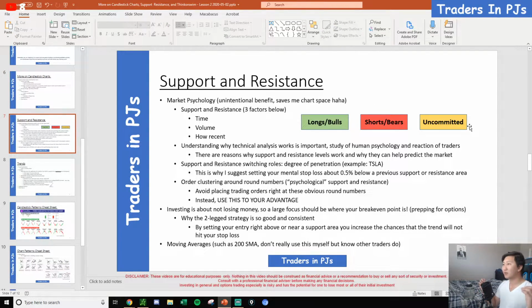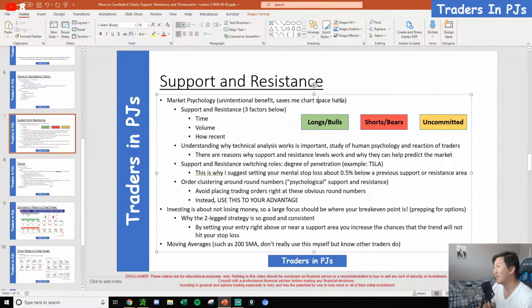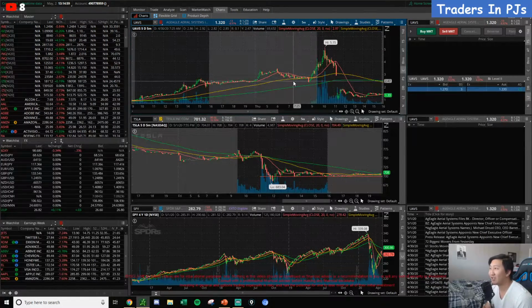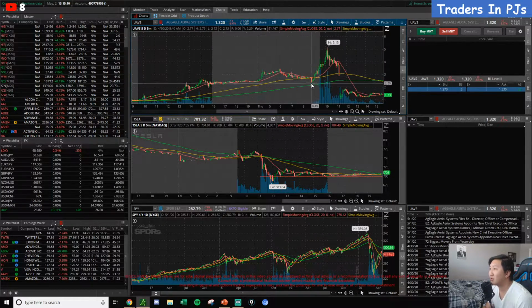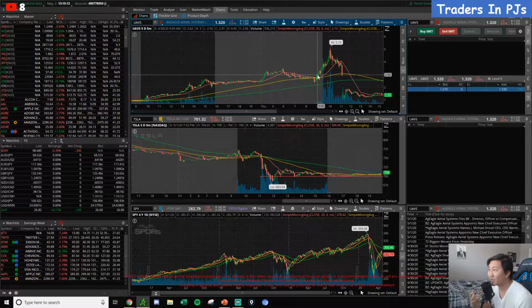Okay, so let's talk about support and resistance. So it's market psychology, and an unintentional benefit from me understanding these concepts is that I save a lot of chart space. You can see here, I just have the charts, the price and the volume. Pretty much it, right? I have some other things, these 3 lines, they're actually all just simple moving averages. They're all the same thing, basically. And I only use that because I know other traders use it, but really for myself, I barely use it. I just use it as a reference to take advantage of other traders that are using it. And so price and volume is really my main things that I use.